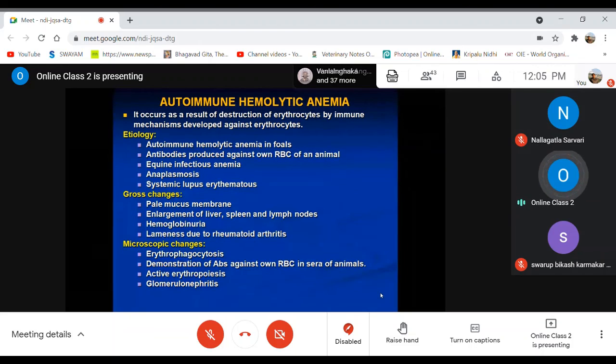Hemoglobin will go out along with the urine. Sorry, that is what we call hemoglobinuria, meaning the hemoglobin concentration will be more in the urine, and there will be lameness of the affected animal due to rheumatoid arthritis. This autoimmune hemolytic anemia is associated with a very common condition in newborn animals, where rheumatoid arthritis used to be there in the joints.